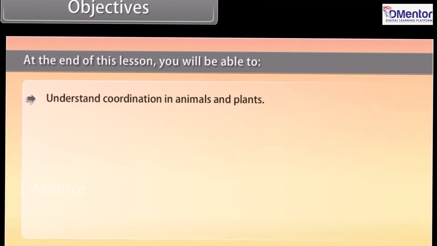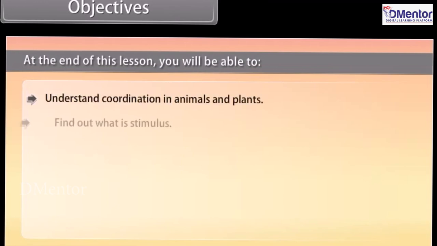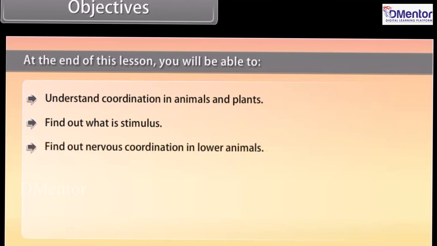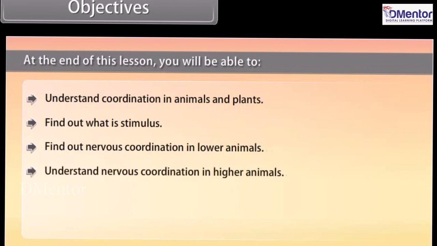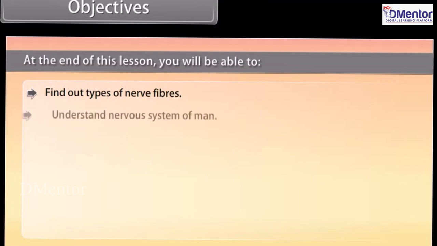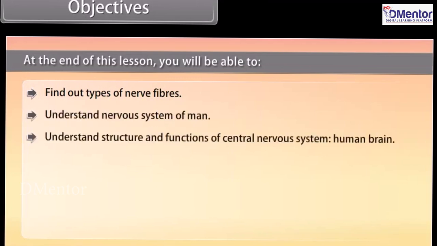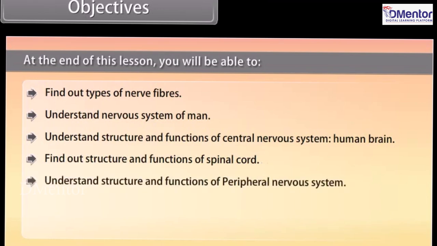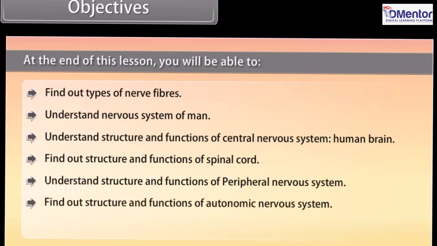Objectives. At the end of this lesson, you will be able to understand coordination in animals and plants, find out what is stimulus, find out nervous coordination in lower animals, understand nervous coordination in higher animals, find out the unit of the nervous system, neuron, find out types of neurons, find out types of nerve fibers, understand the nervous system of man, understand structure and functions of the central nervous system, human brain, find out structure and functions of the spinal cord, understand structure and functions of the peripheral nervous system, find out structure and functions of the autonomic nervous system, and understand reflex actions.